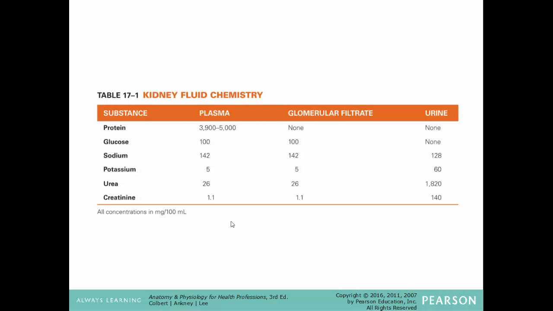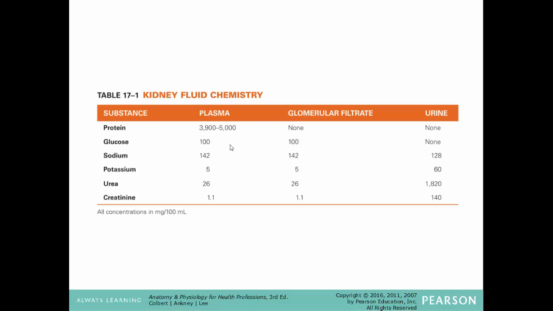Alright, here's a table that has some basic kidney fluid chemistry, various substances, comparing blood plasma, glomerular filtrate, and then urine. And all these are in concentrations of milligrams per 100 milliliters. So, for example, protein, pretty high number in plasma. There should be none in filtrate because they're just too big to be filtered, so they don't end up in the filtrate. That's why the answer is 0 here. And there should be none in your urine. If there are proteins in your urine, then something is going on somewhere.